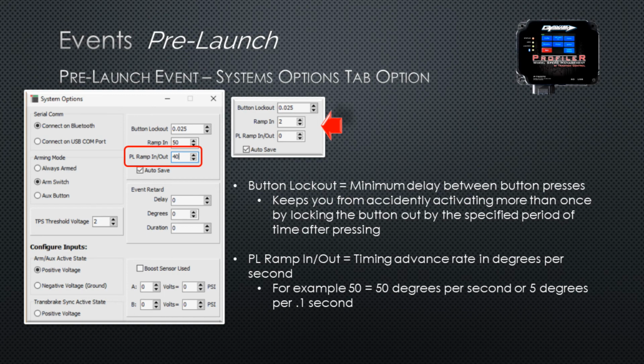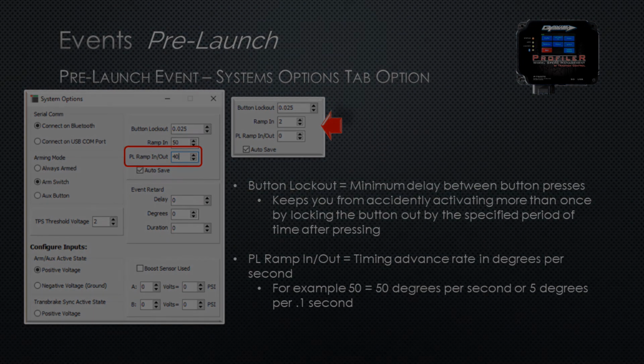Another item that's right above that is called button lockout. So if you're using a button to trigger this event, you set the lockout time in the window as shown. That keeps you from accidentally activating that event more than once by locking out the button by the time period that you have entered in the window.